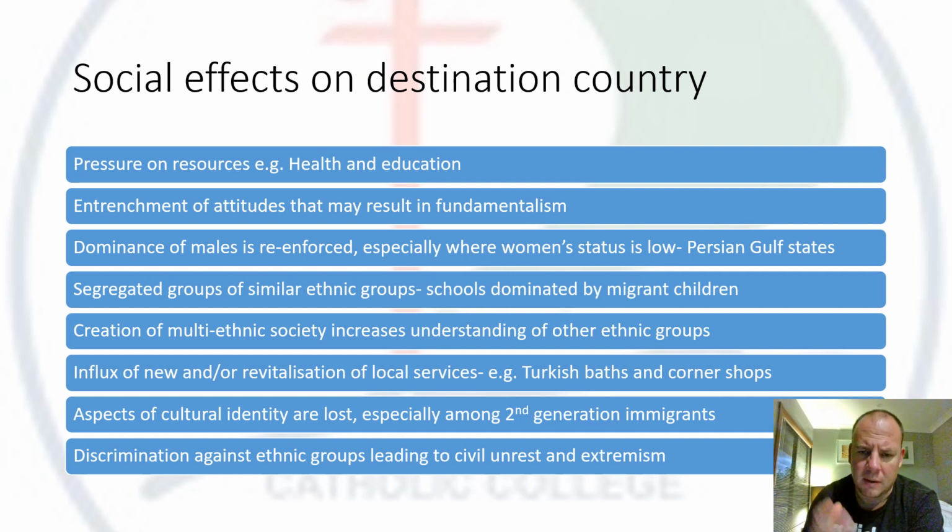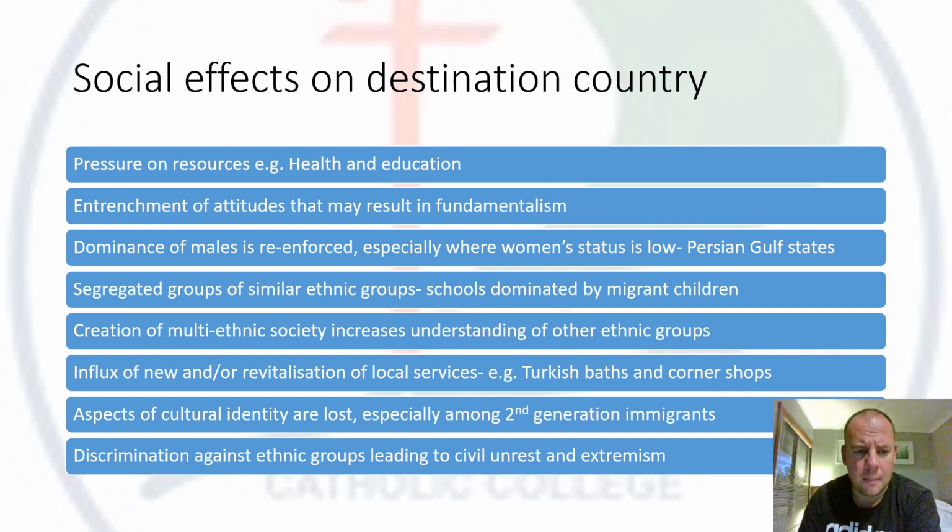So if they've got their wives back in the original country, the origin country, that might not be very good. So yeah, that can be an issue. Segregate groups of similar ethnic groups. So you might have certain areas where you have a certain type of migrant, which can lead to issues as well.